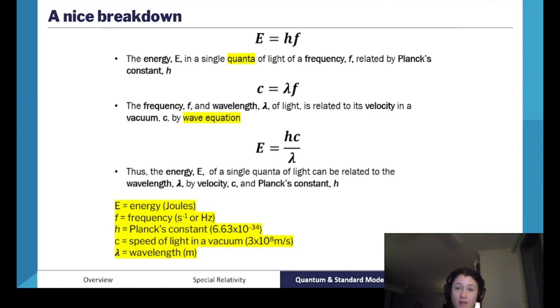The frequency and wavelength of light is related to its velocity c by the wave equation. That middle one isn't actually given to you on your formula sheet, but you are given v equals wavelength times frequency. So if you're having trouble remembering it, you can just remember that the velocity of light is c, so you can just sub in c for v. And then combining those two equations, we can get that the energy is equal to hc on the wavelength.